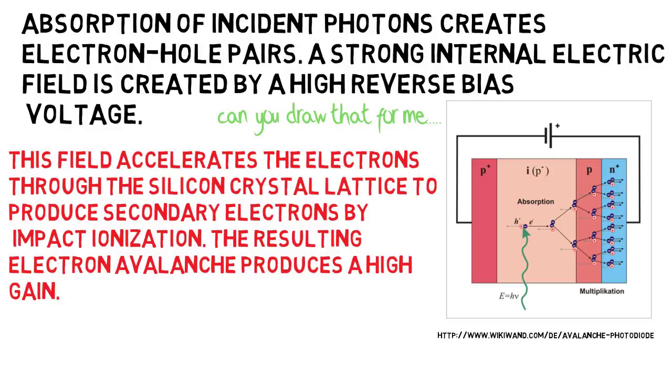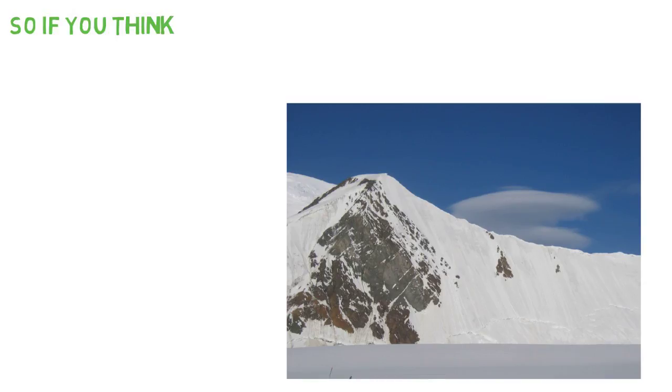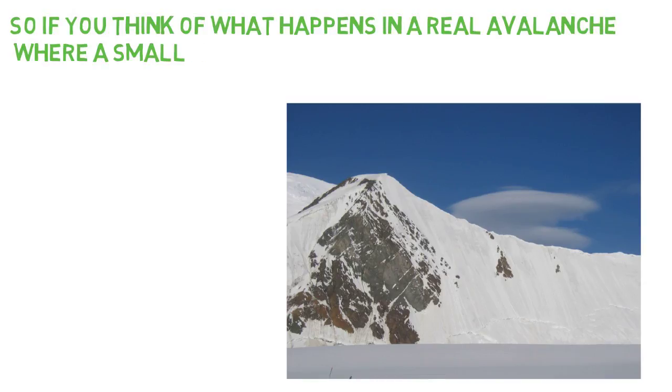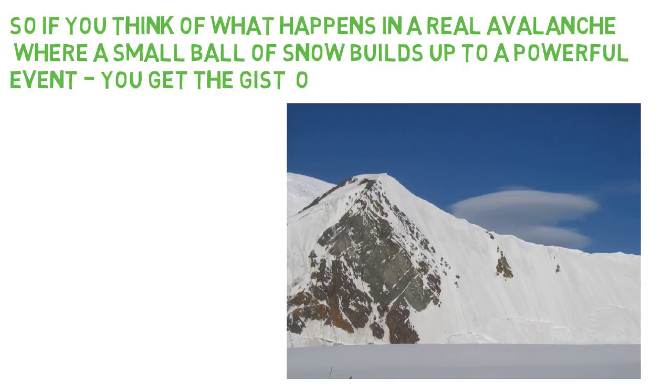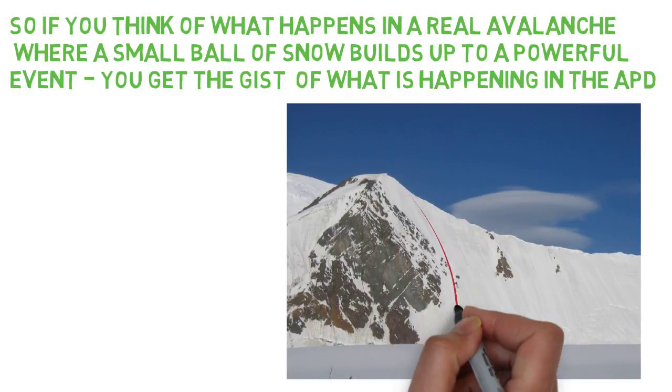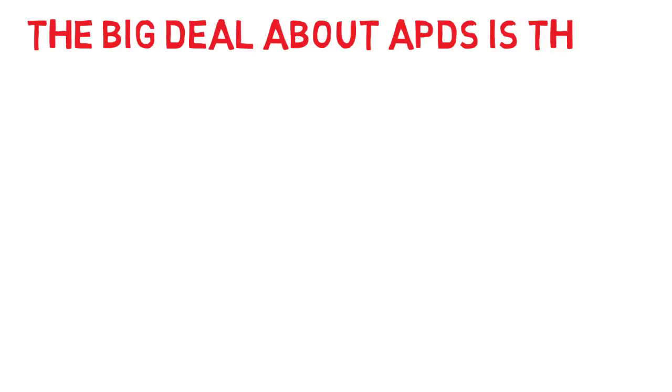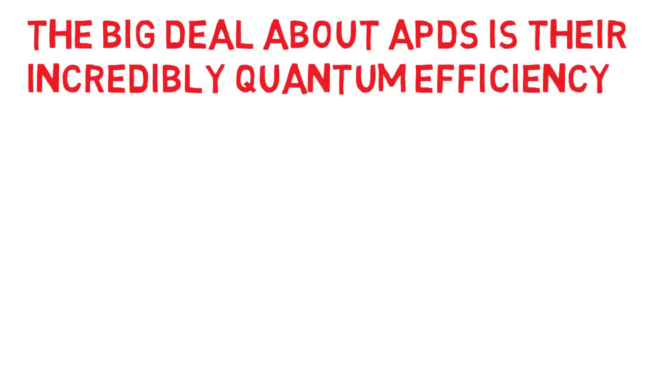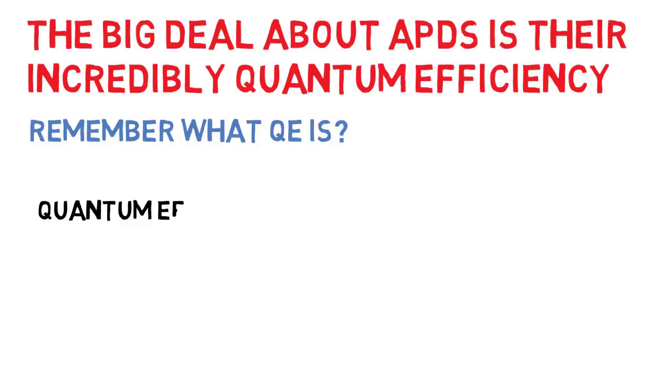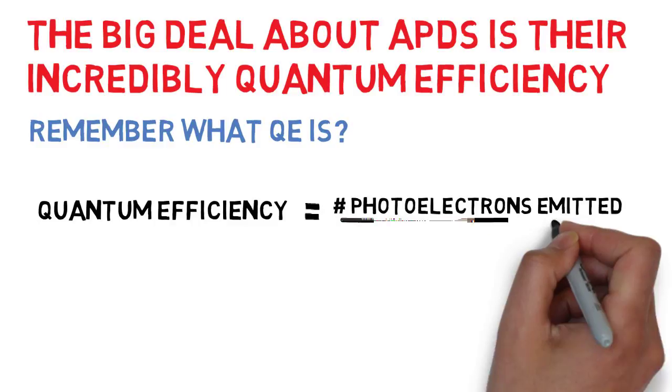So if you think of what happens in a real avalanche, where a small ball of snow builds up to a powerful event, you get the gist of what is happening in the APD. The big deal about APDs is their incredible quantum efficiency. Remember what QE is. It's the number of electrons emitted divided by the number of incident photons.